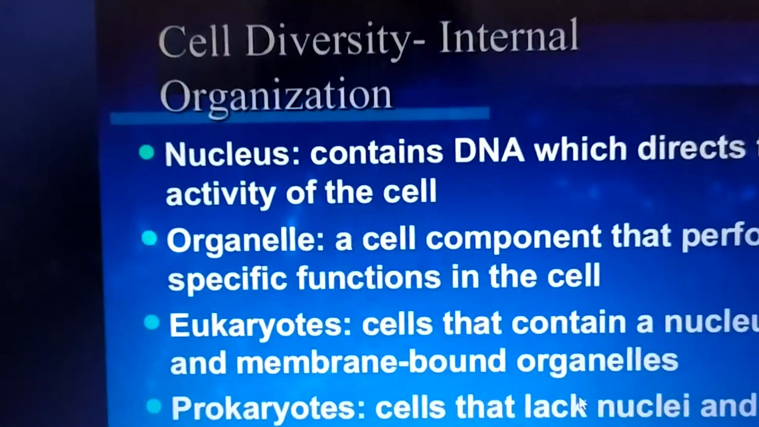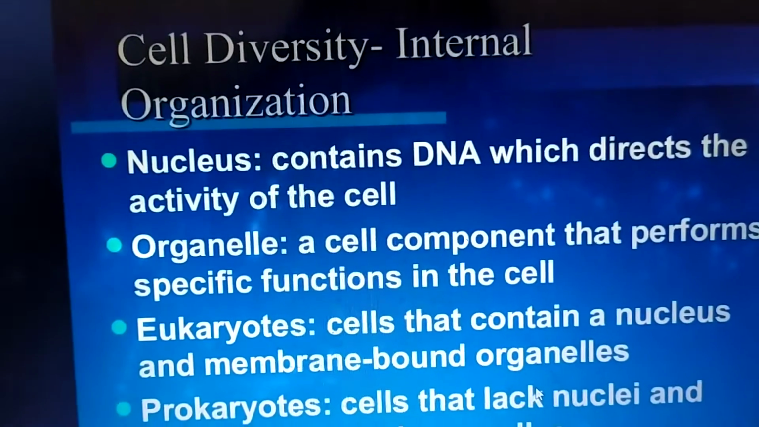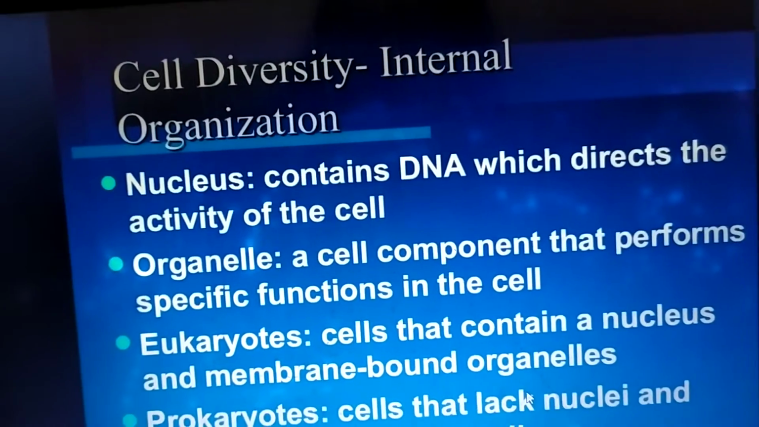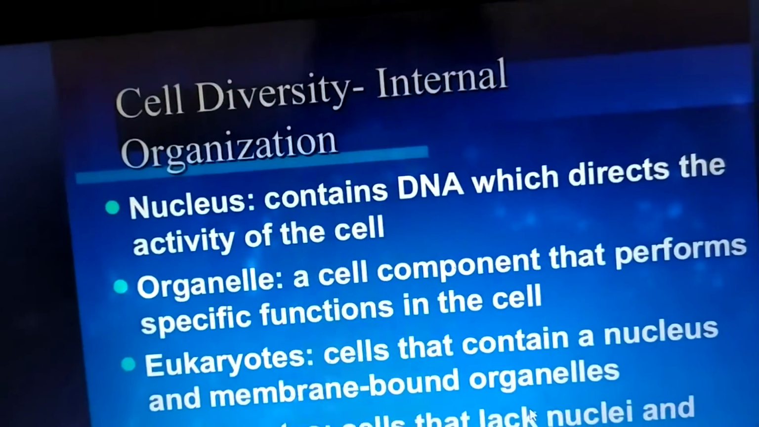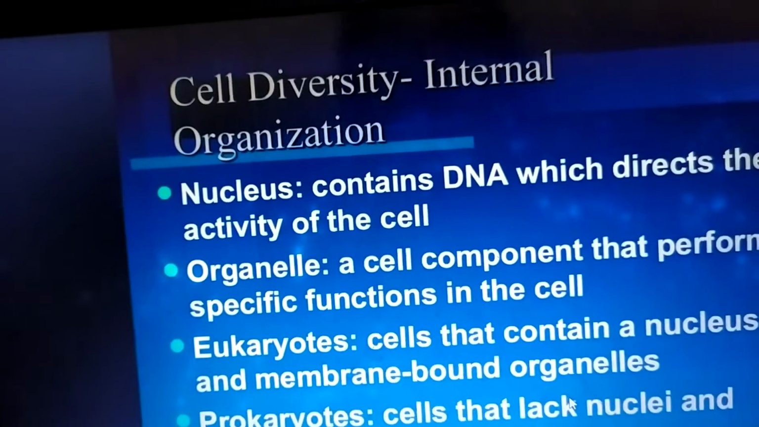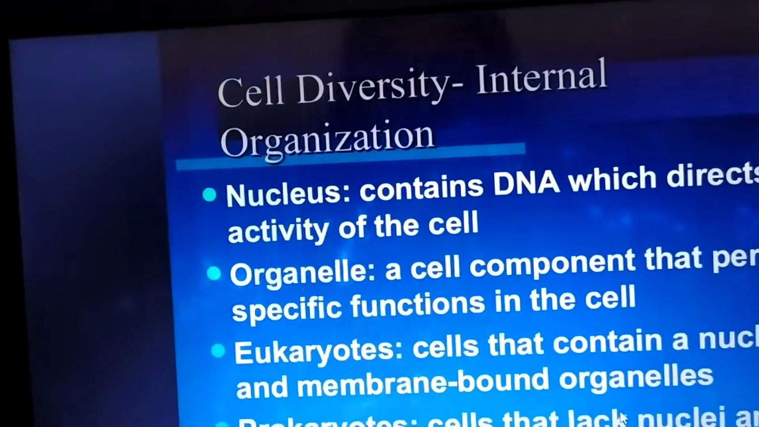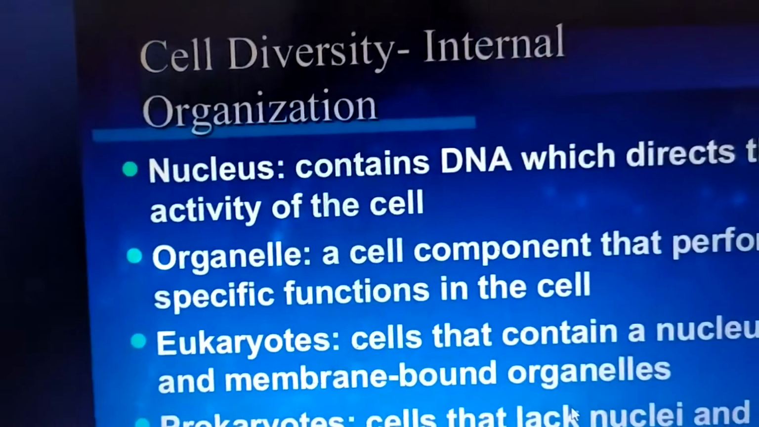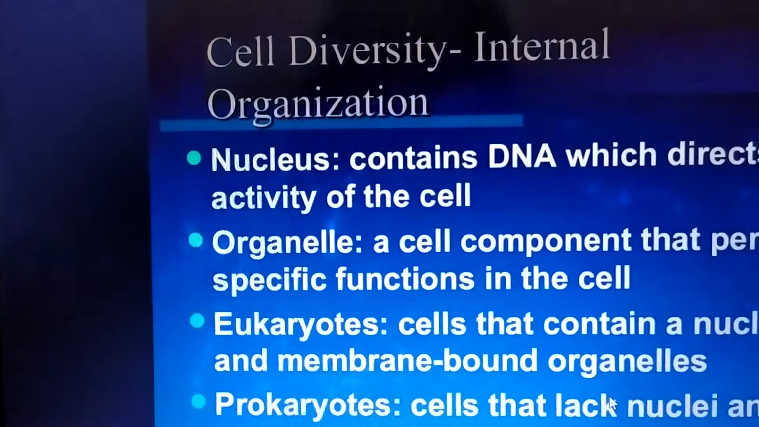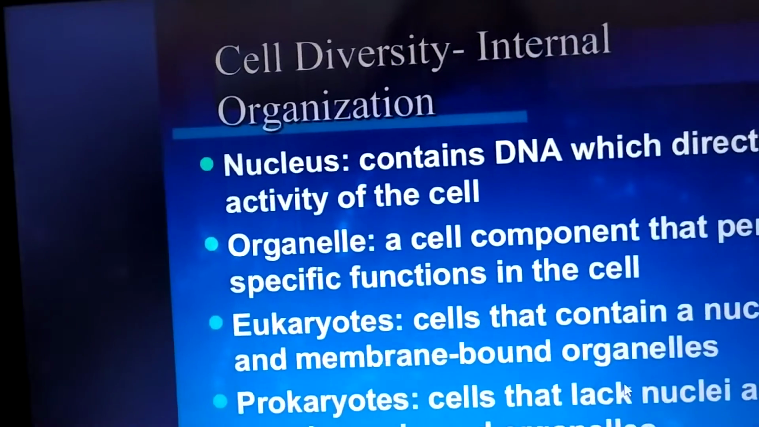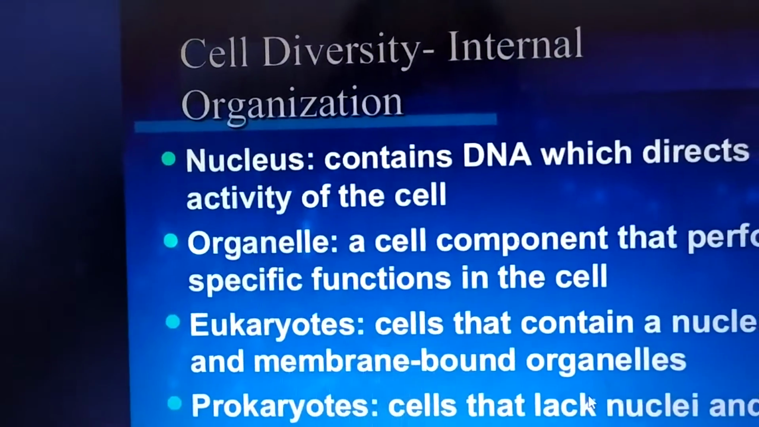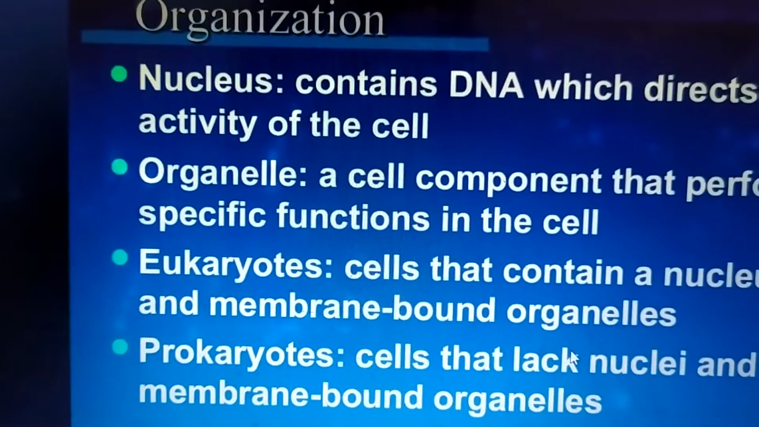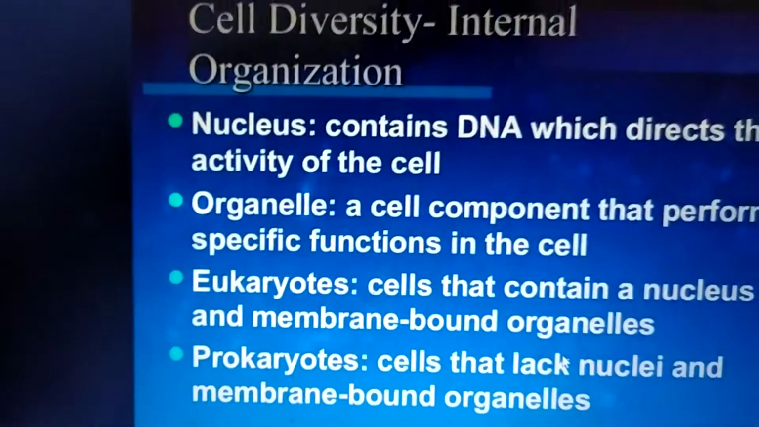Organelles are the little organs of the cell. As the human body has organs like the heart, stomach, and gallbladder, the cell also has some organs, and we call them organelles. In the next slide I'll tell you about the organelles. A eukaryotic cell is a cell that contains a nucleus and membrane-bound organelles. A eukaryotic cell is that category in which the nucleus is present, but a prokaryotic cell is that category in which the nucleus is absent and organelles are present.